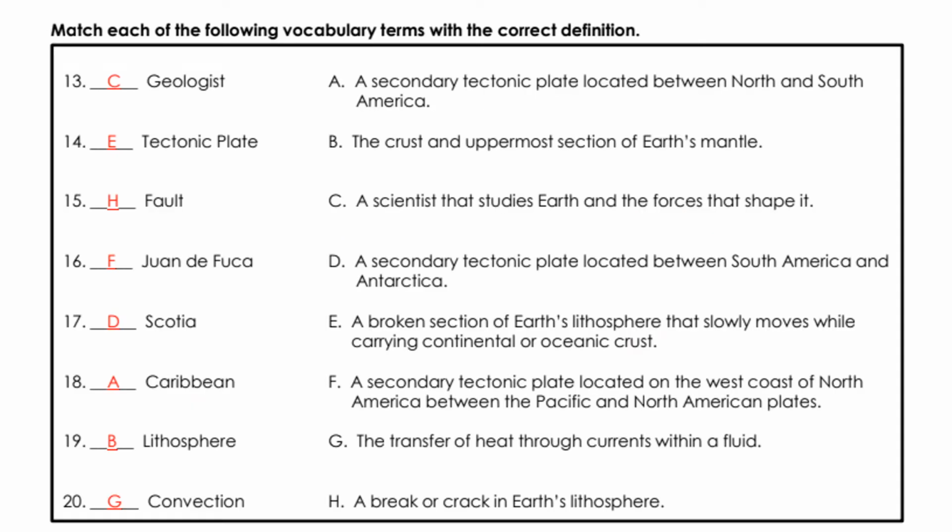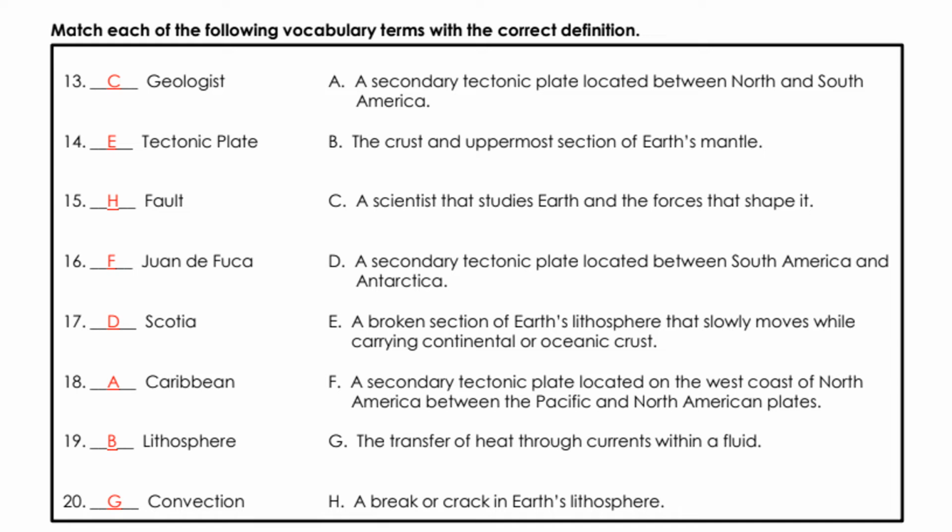Matching. Geologists are scientists, right, that study rocks and plate tectonics and all of that stuff. Geo means earth, and then ologist is somebody who studies science. Number 14, a tectonic plate is a broken section of the lithosphere that moves, right, and it's carrying continental or oceanic crust on it. And then number 15 is a fault. So that's a break or a crack in Earth's lithosphere. So that's where we're going to see movement.